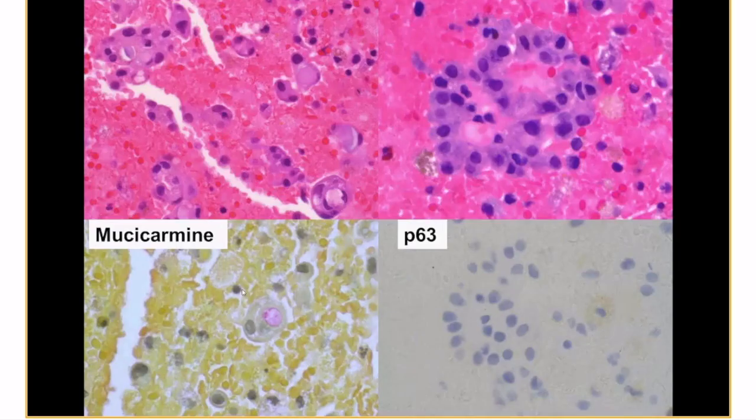There was a cell block, very scant, but I was able to do some stains. I performed a mucicarmine, and there was positive staining. So I was initially worried, oh, could this be a mucoepidermoid carcinoma? However, the P63 was dead negative. So that is a little bit difficult to interpret if you're only able to do just a few stains.